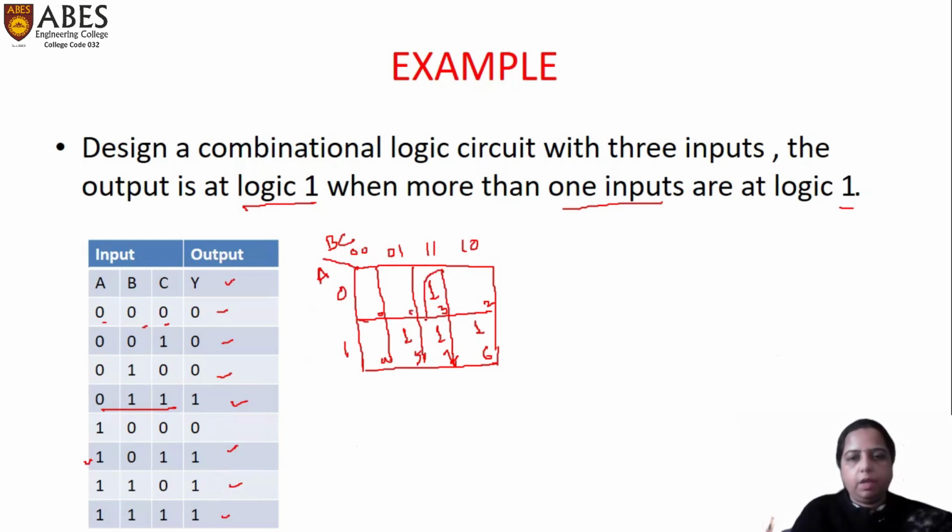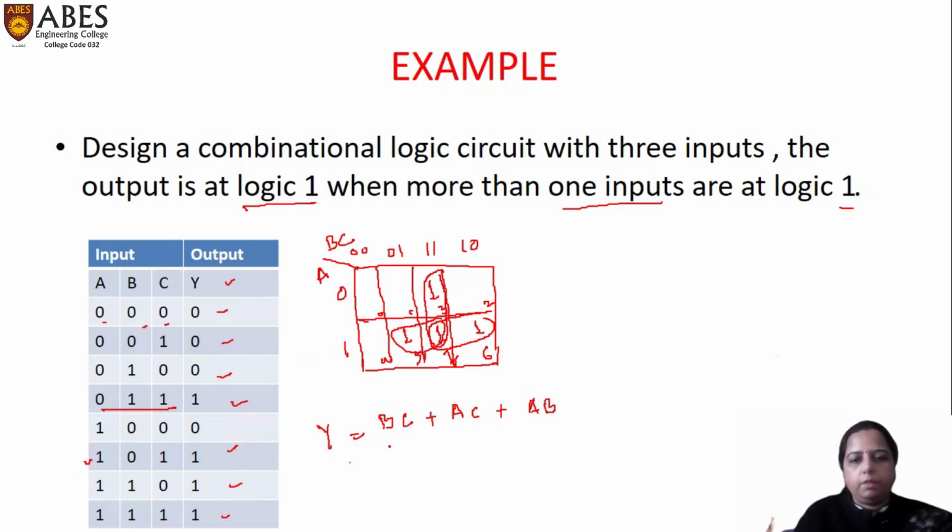So we will have 3 groups of 2. One group, then we have the second group, and then here we have the third group. So now the output Y will be equal to, for the first group, B C, plus, for the second group, A C, and for the last one, A B. So this is the Boolean function for the truth table.